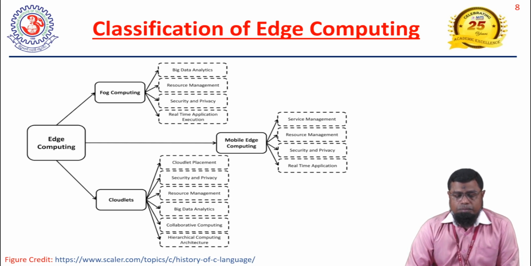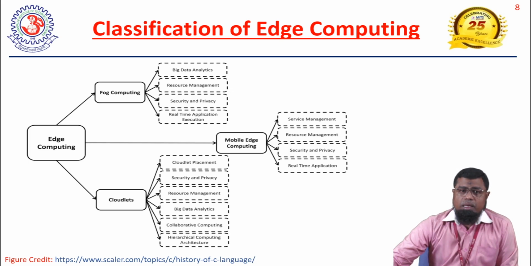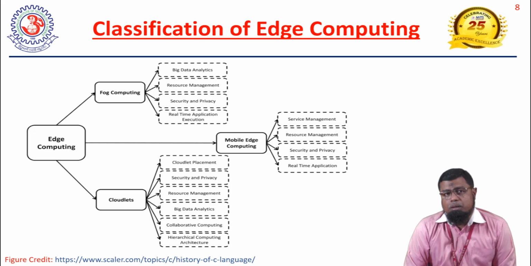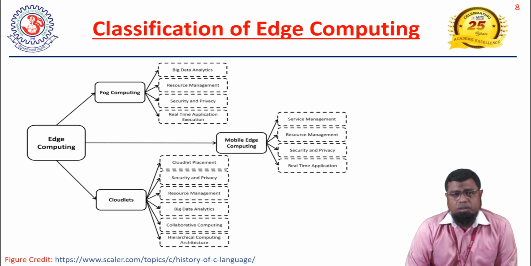Now I have given a hierarchical diagram, a hierarchical representation for the classification of edge computing. As a summary, I am classifying edge computing, which is the layer above the edge computing, as fog computing and cloudlets. Or edge computing can be divided into fog computing, mobile edge computing, and cloudlets. Three types. We can categorize edge computing into three categories.